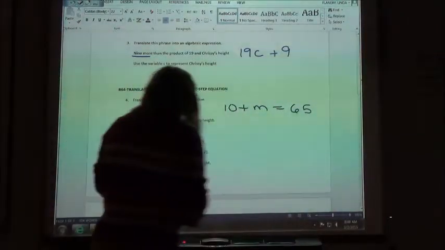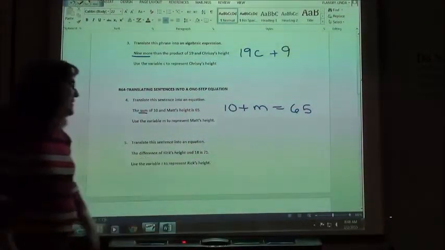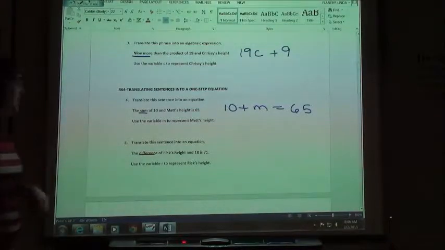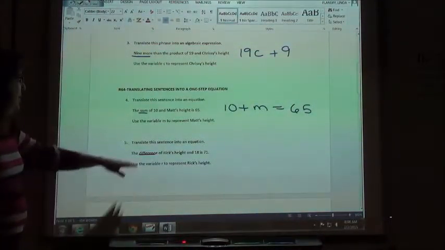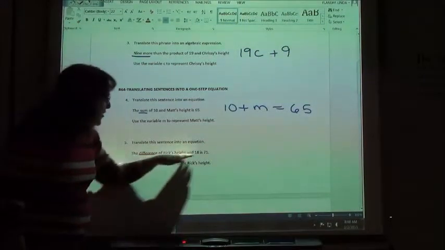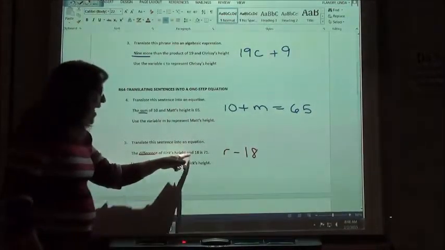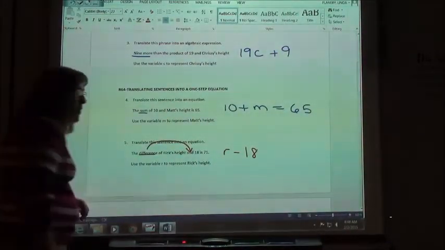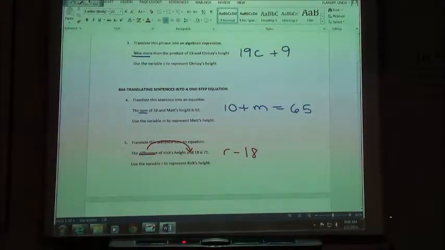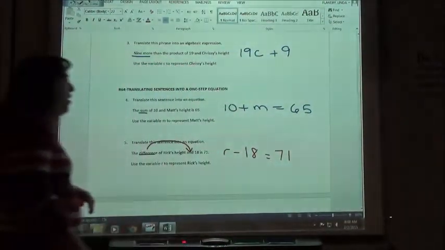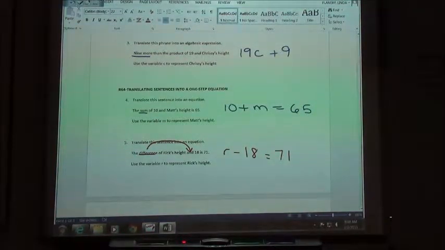Number 5 there. The difference of Rick's height and 18 is 71. If I'm going to do the difference, it tells me I'm going to subtract. Difference is subtracting. Quotient is dividing. So if I'm finding the difference, I'm going to subtract just in the order I read it. So Rick's height R minus the 18. Notice the "and" is where that sign is going to go. People read "and" and always think, oh, that's a plus. Well, "and" is where the sign goes. That's the difference sign. Is 71. So R minus 18 equals 71. The difference of Rick's height and 18.